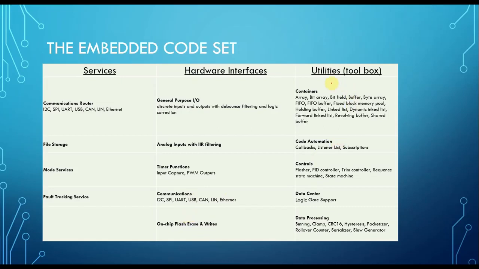In the Utilities toolbox, we have a number of containers available, code automation, closed-loop control support, data center support, and data processing functions. This is a powerful collection of classes, and it's a culmination of functions that we found are commonly needed in embedded product development over the years.